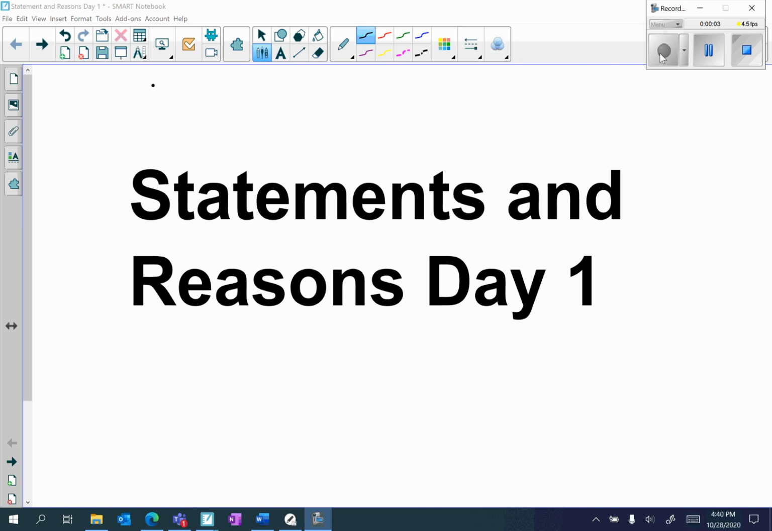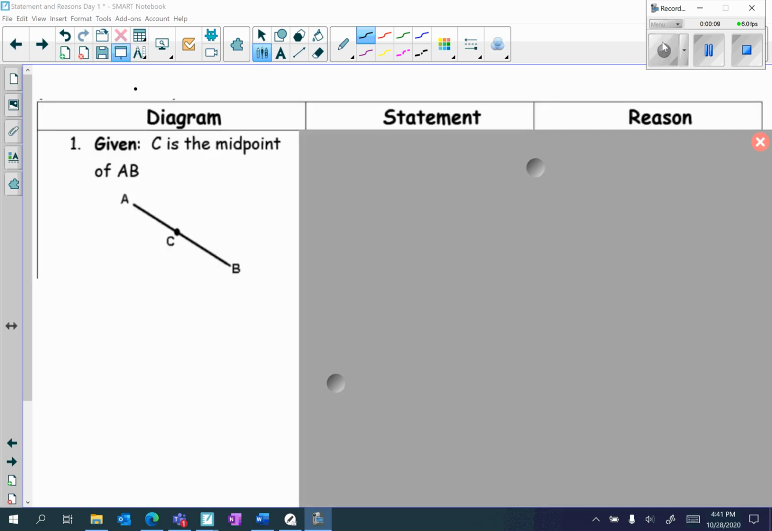Hi everyone, in this video we're going to be talking about statements and reasons. When given a diagram, we should mark up the diagram and write a statement and give the reason using vocabulary. So let's take a look at the first one.